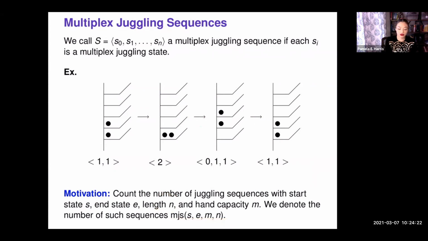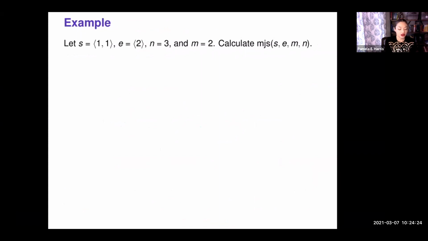Okay, so now that we know the motivation, let's look at an example. We're going to start with the 1-1 configuration and end with 2 objects at the bottom bucket. We want to do so in 3 time steps. And then I wanted to emphasize that the hand capacity is there, but in fact it's not really playing a role because the number of objects we have is 2. So that means we're not going to see any restriction being played by M. But of course, if you let this be 1, then the sequence would be different.